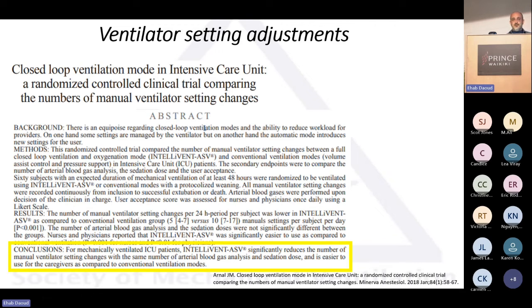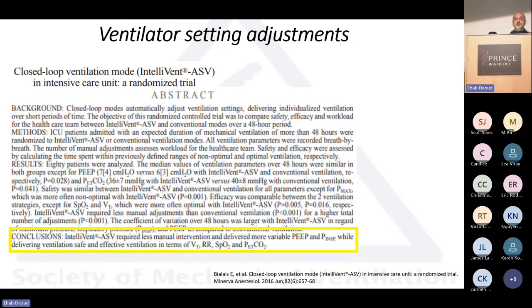No, I think it will help, especially during the COVID days when you had to change your PPE every time. It's so hard. But the ventilator adjusts the FiO2 and some settings for you. I think it's great. Same, almost similar study here. I'm going to skip it.